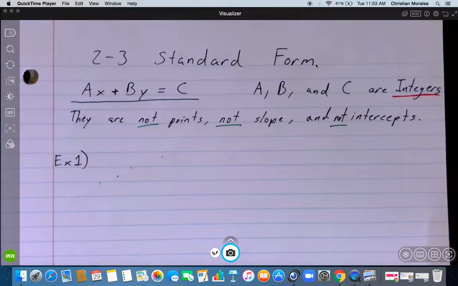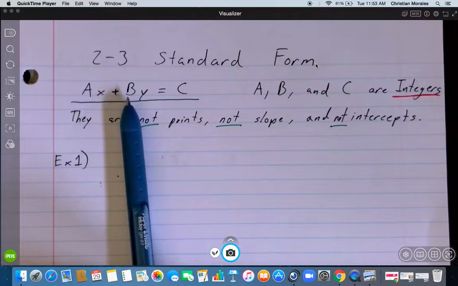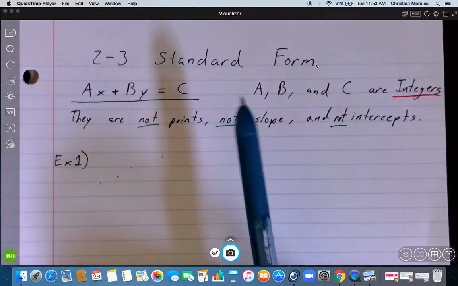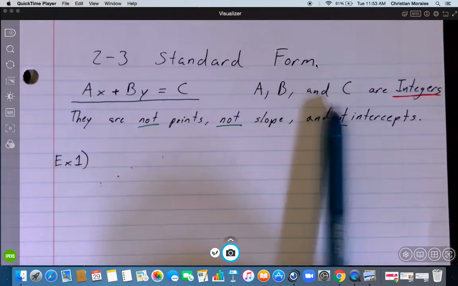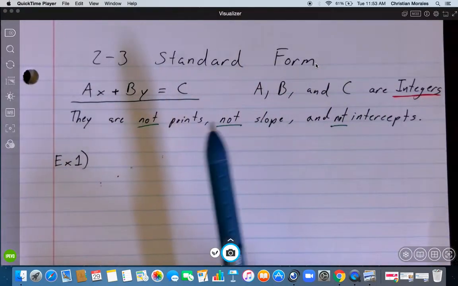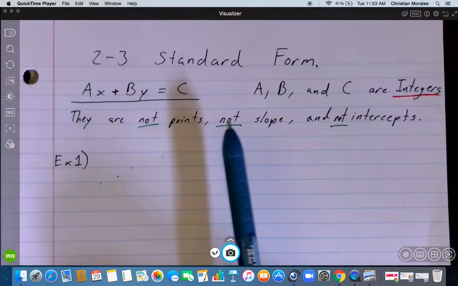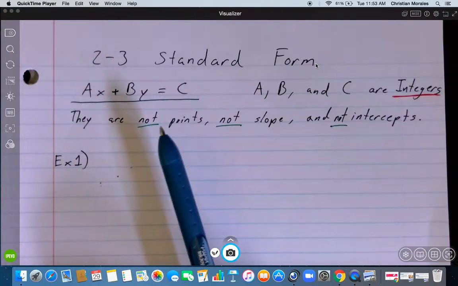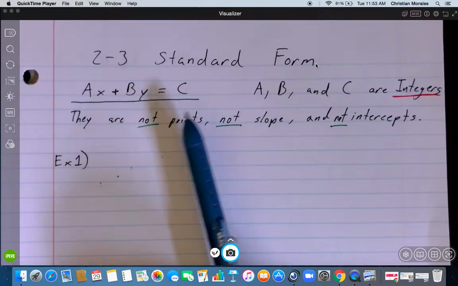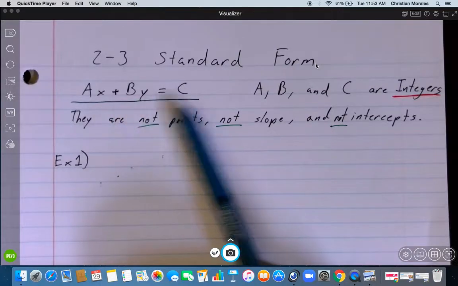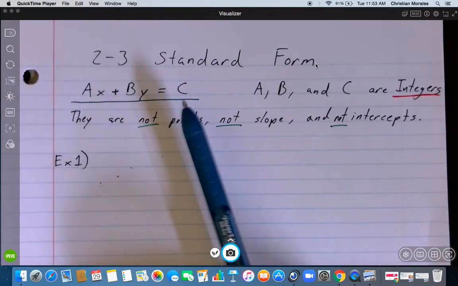Okay, lesson 2-3, standard form. ax plus by equals c. This is the standard form for linear equations where a, b, and c are integers. So what does that mean? That means that a, b, and c cannot be a fraction, cannot be a decimal. It can only be positive and negative whole numbers. Occasionally you will see a zero, but for the most part, whole numbers, negative numbers, but no fractions or decimals.